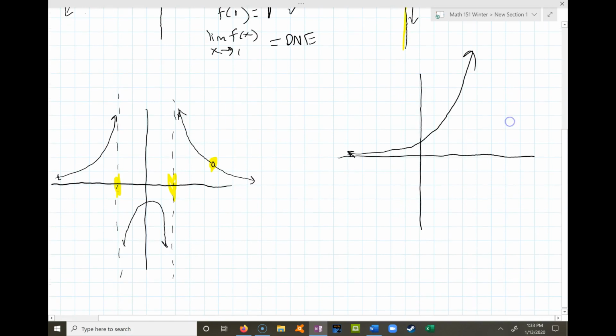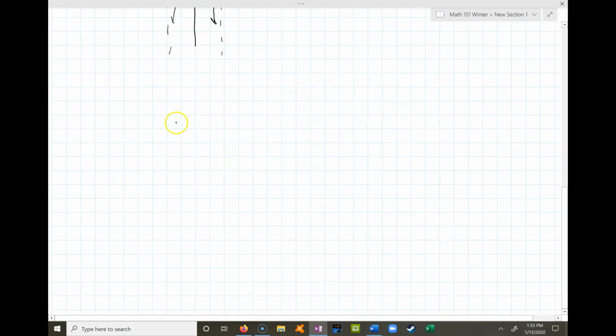Okay, so let me jump down here real quick and then we'll come back and look at these definitions. So the formal definition of f of x is continuous.